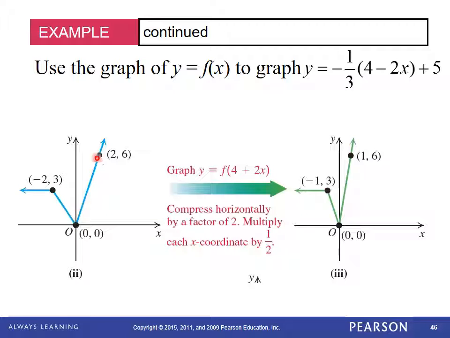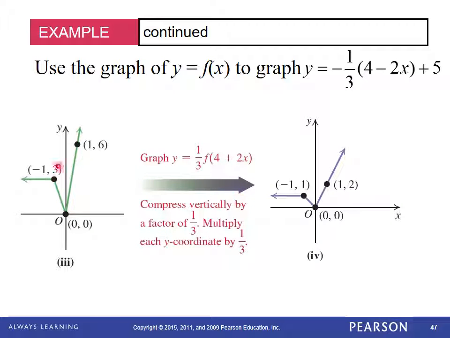All right, here's the one from the previous slide. And then what we're going to do is compress it, because that little 2 being there gives you a compression. Now everything's sucked into the y-axis. You've got that 1/3 on the outside. Because that 1/3 is there, now you have a compression again, is that right? Now it's only going up to -1, 1. So it's compressed from -1, 3.